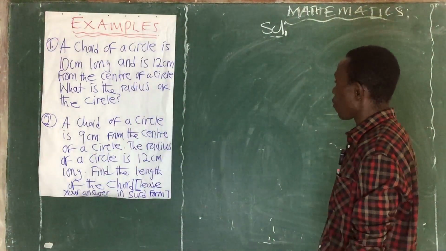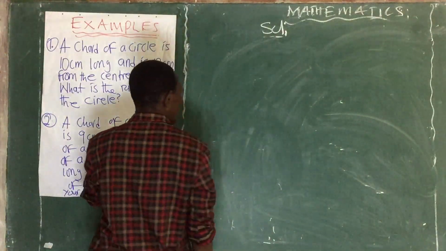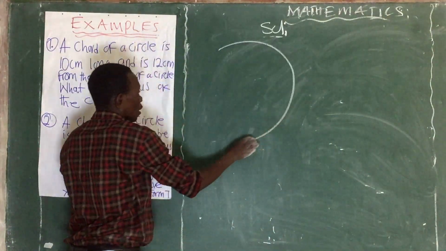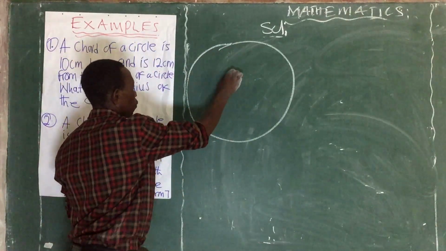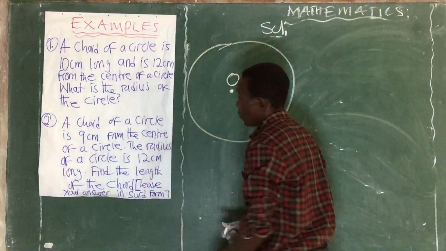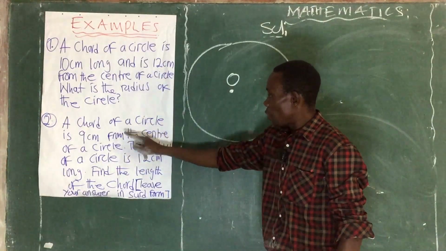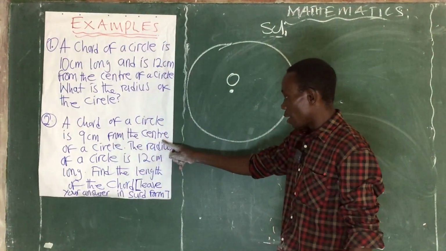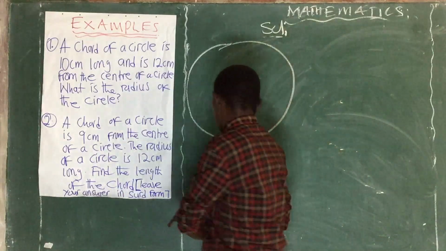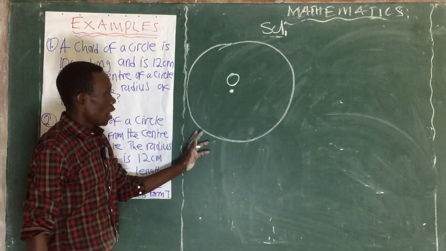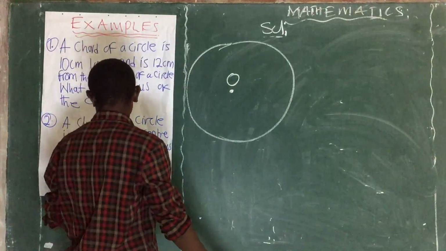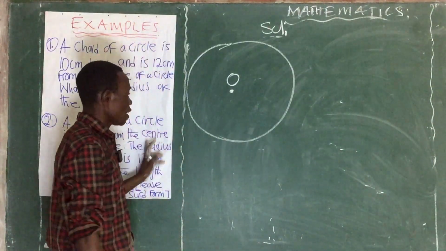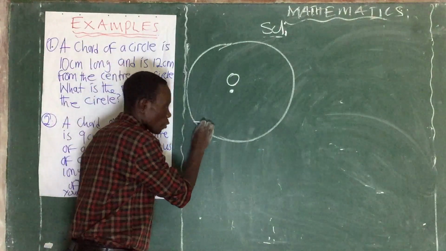Let's see how this one will go. As usual, a diagram first. Here's my diagram. A center O. What does the question say? A chord of a circle is 9 centimeters from the center of the circle. So it means we are given a distance from the center to the chord. A chord 9 centimeters from the center. So it means your chord will be drawn like this one.